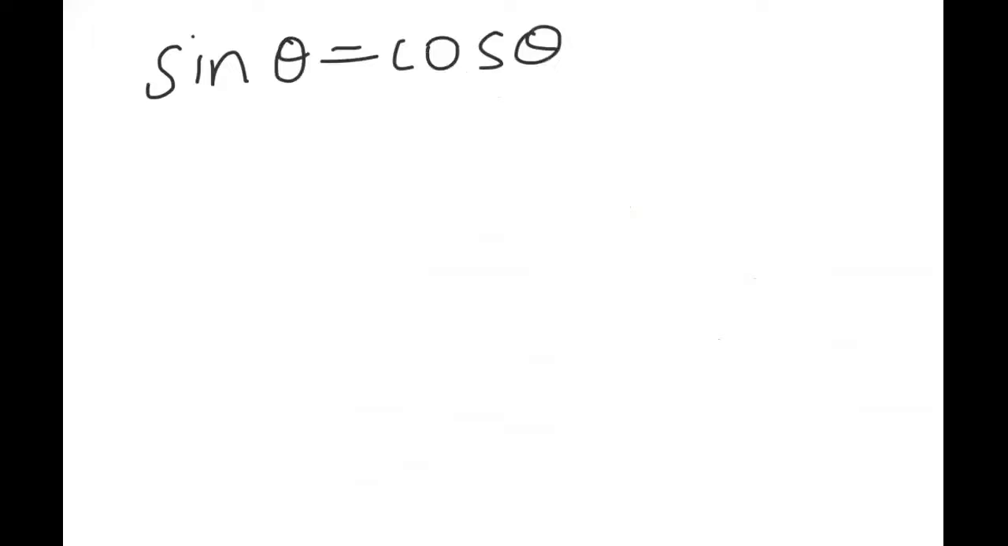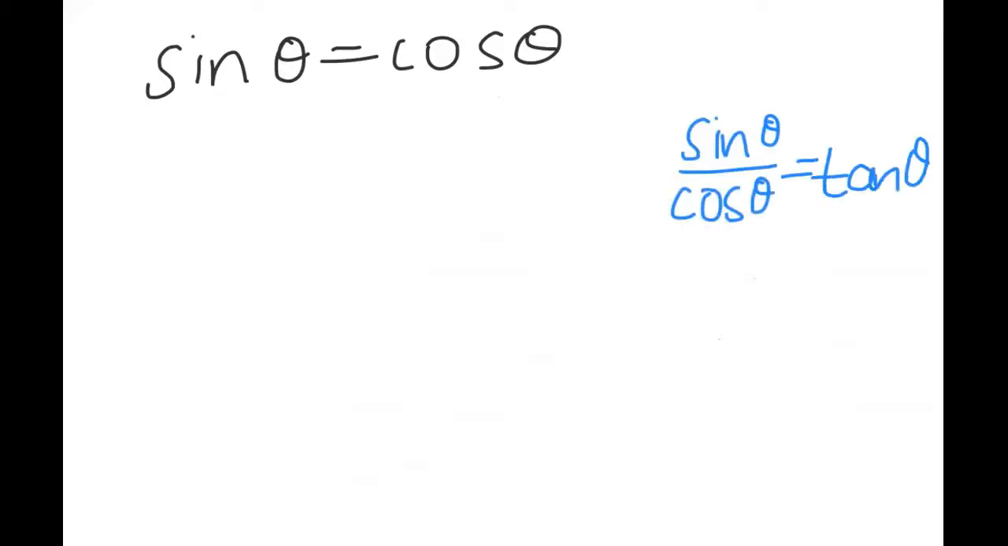Sine theta equals cos theta. So how you do this, you have to find theta. There's a rule that says sine of theta divided by cos of theta equals tan of theta. So that's one of the rules. Write it down, try to remember it. And later we'll probably do this one as well: sine squared theta plus cos squared theta equals 1.